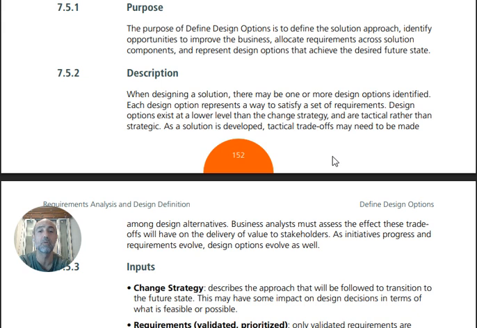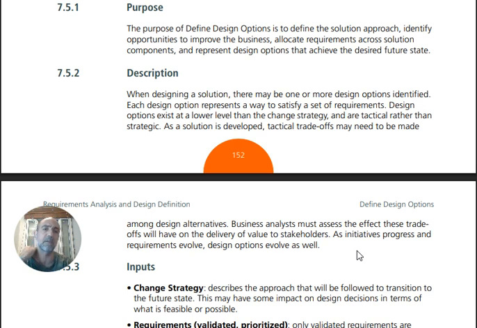Design options exist at a lower level than the change strategy. Why a lower level? And are tactical rather than strategic. Because our options are very simple, right? Something tactical is more tool oriented, whilst something more strategic is action oriented. Maybe that's something to think about. As a solution is developed, tactical trade-offs may need to be made among the design alternatives. Makes sense the way I explained it? I have no idea if you guys are understanding or not.